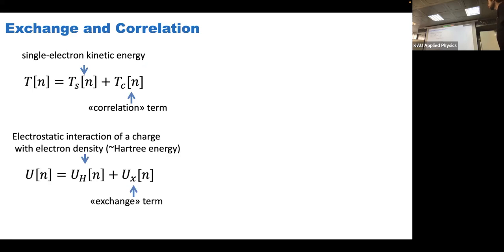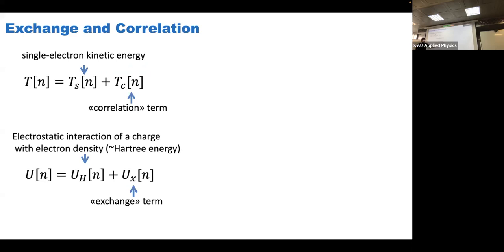And exchange term, correlation term goes from kinetic energy, exchange term goes from potential energy. We also approximate this real world potential energy with some Hartree energy, with just Coulomb interaction, and all other things. We don't know what these things are, because this is approximation. This is real world, and this is something we don't know what it is.